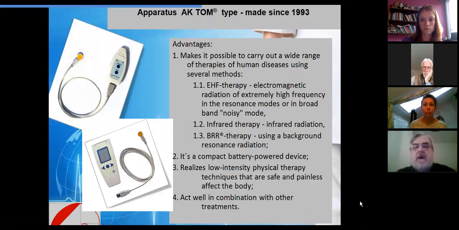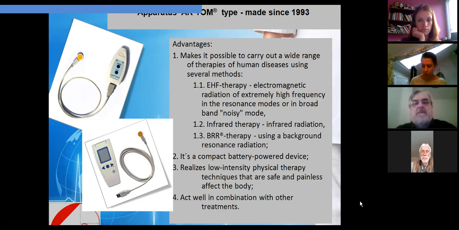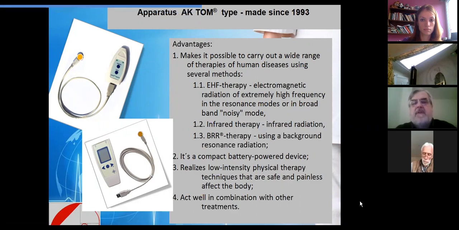Akaton is a trademark, and we have mostly two types: a bigger device with an LCD screen which can realize 11 programs, and a smaller one which has 3 basic programs only. The advantage of the bigger device is that you can use different kinds of therapy. You can use the so-called noisy mode. That means a broad band of frequencies is applied to the biological object, to the human body for instance, and the body will choose the resonance frequencies from this broad, noisy radiation.